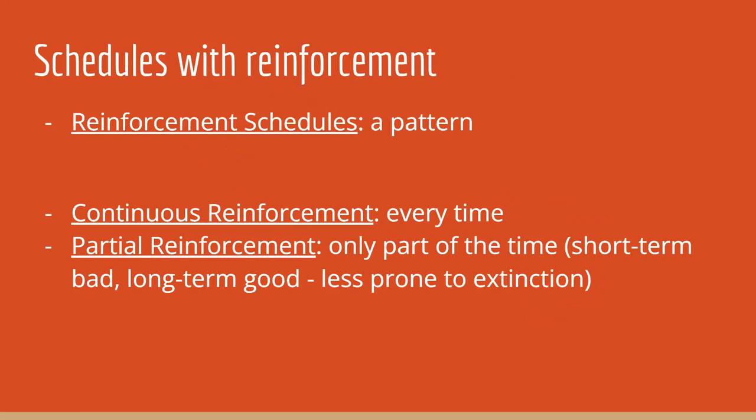All right, let's talk about schedules of reinforcement. Sorry that this is kind of a boring looking slide, but I didn't know what else to do. So a schedule is just a pattern. We're going to talk about the different kinds in a minute. It's just a pattern of when a reinforcer is given. And there's continuous and partial. Continuous is that it's going to happen every time. Every time Jim Carrey dances, he's going to get a cookie. Partial, though, is only sometimes.